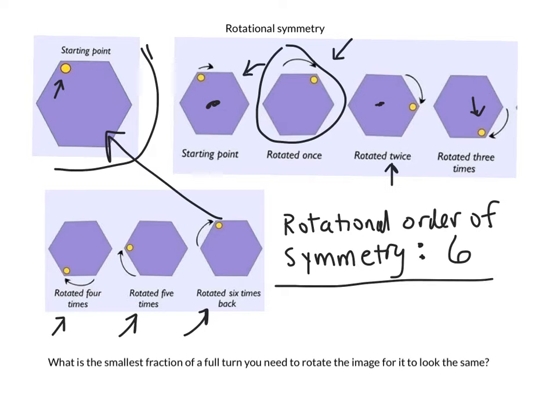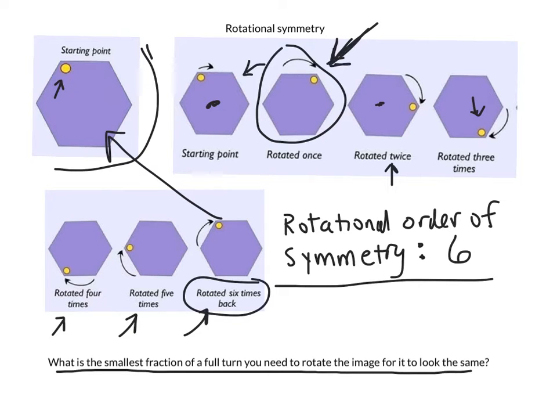Here's another question on the bottom. What is the smallest fraction of a full turn that you need to rotate the image for it to look the same? If we know that we rotated it 6 times and it came back to the original position, then rotating it only once, which was this picture way up here, is the minimum fraction of a full turn. So our answer would be 1/6. We move it 1/6 of the way around, and it's going to land right back on top of itself. And that's kind of it in a nutshell.